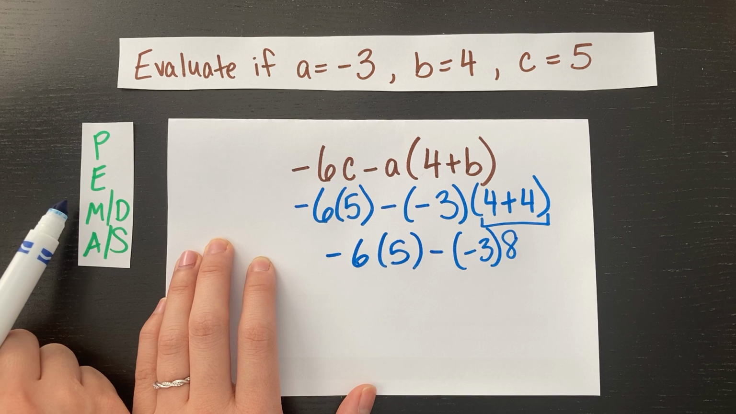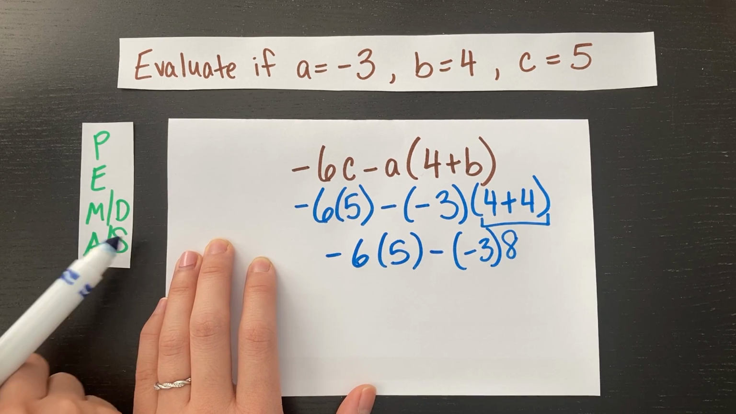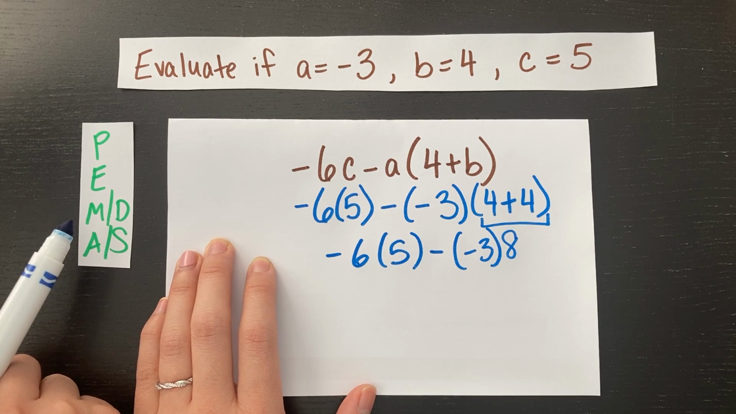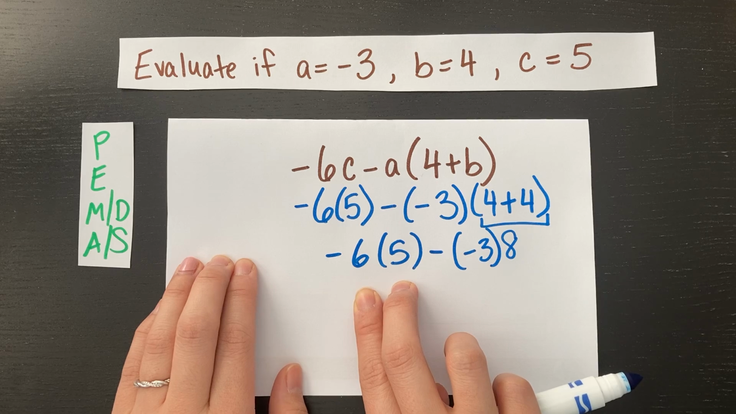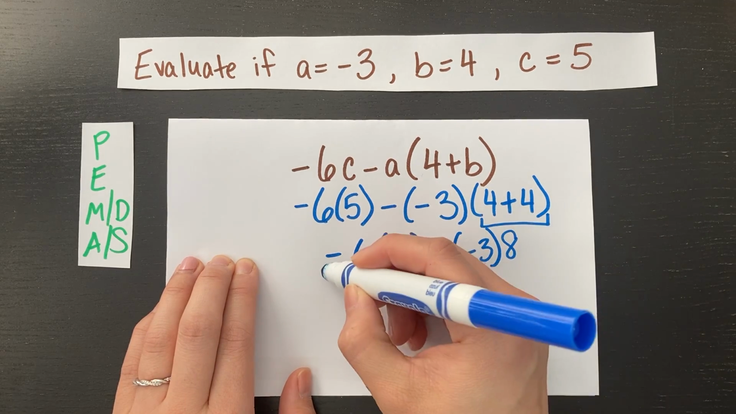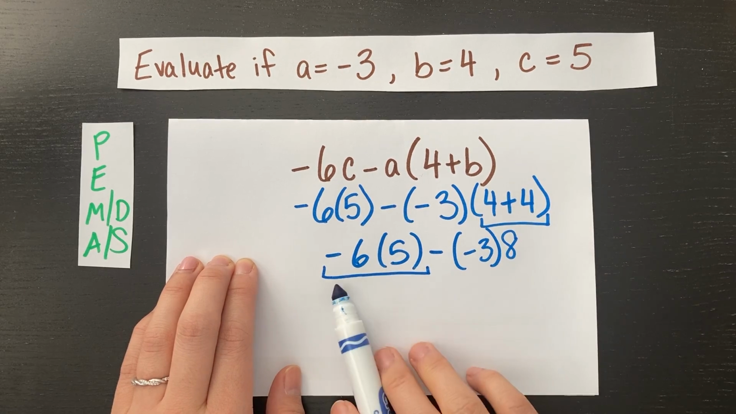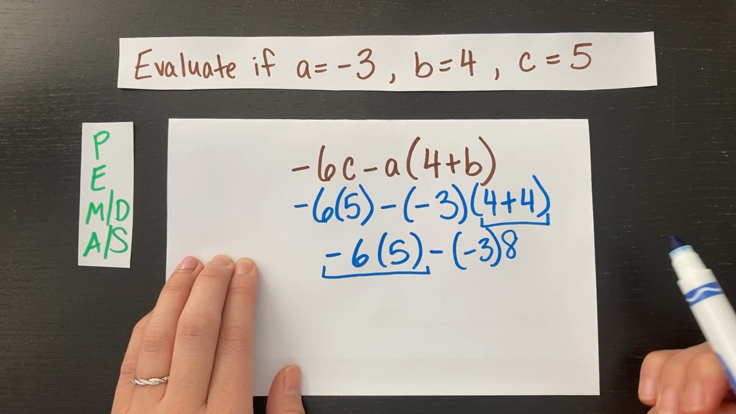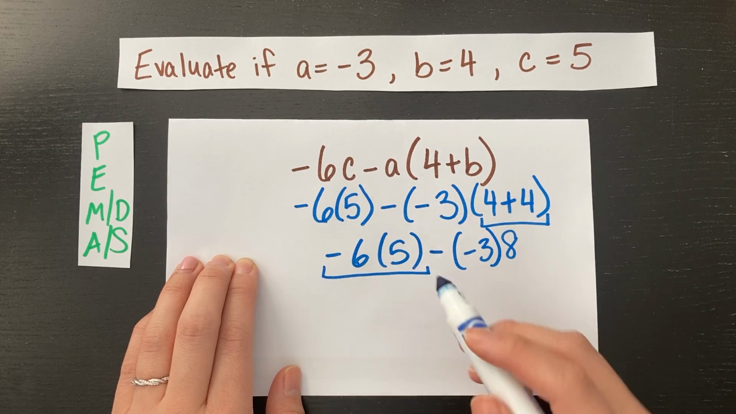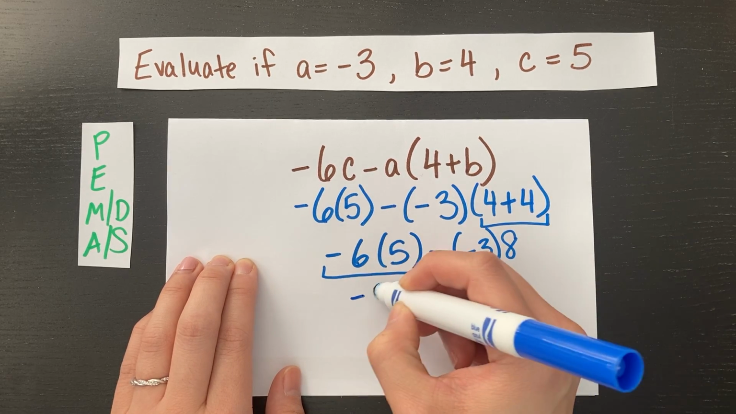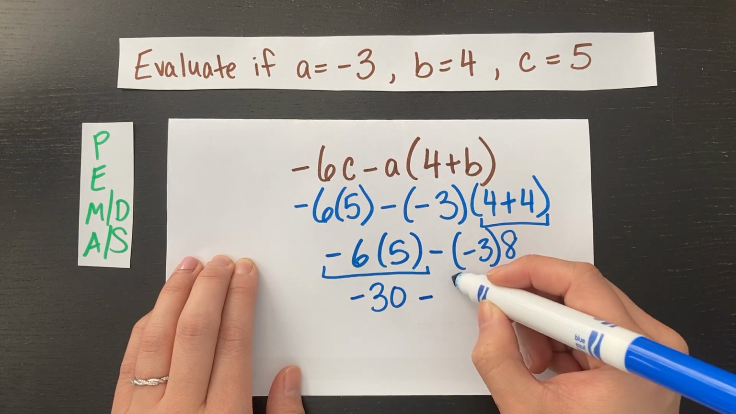Exponent. Well, there's no exponent. Multiplication or division. Remember, it's multiply or divide. I do see we have some multiplication because remember, a number side by side is multiplication. I'm just going to work from left to right, just the way we read a book. Negative 6 times 5. A negative times a positive will give you a negative answer. 6 times 5 is 30, so negative 30. And then we'll just drop everything else down.